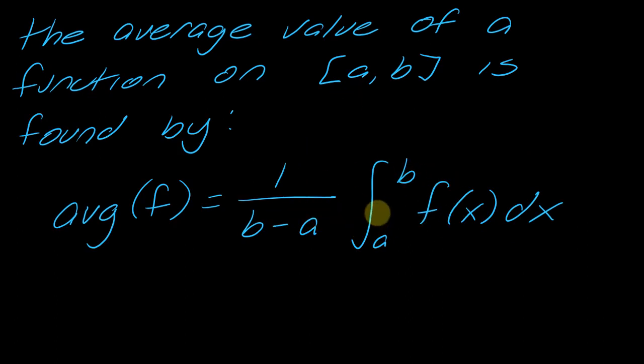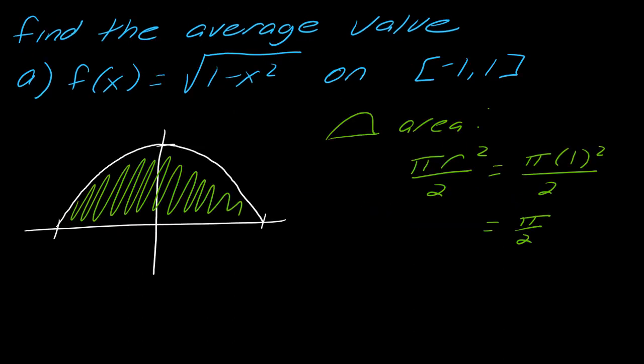Okay, so now I'm going to use the average value formula. The area that I just found will be the value of the definite integral. So I'll show you all the steps that go into this. I need to take 1 over b minus a, times the integral from a to b of f of x dx. Now I'm going to plug in values.